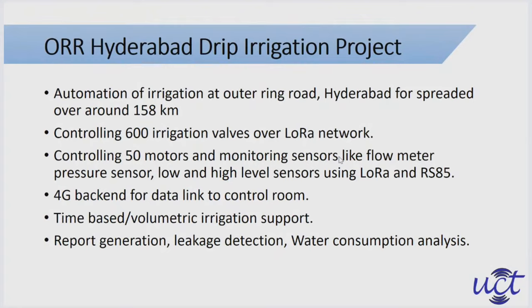With the help of the flow meter and the pressure sensor, we are able to detect whether irrigation is happening or what the errors are. We are even able to detect water leakages. It also has low level and high level sensors for the tank level. All the data is backhauled using a 4G network, and it supports both the time-based irrigation system and the volumetric irrigation system. Then we have modules like report generation, leak detection, and water consumption analysis.